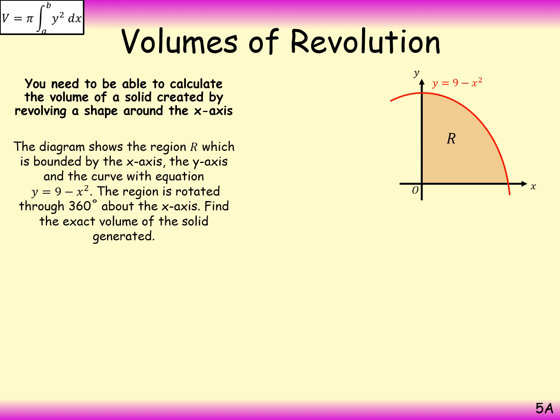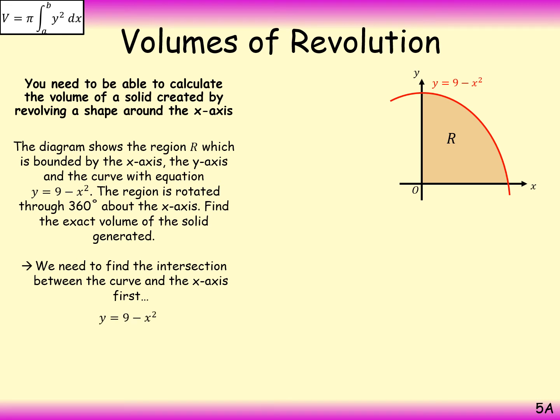What we want to do is rotate this graph around the x-axis by 360 degrees and find the exact volume of the solid generated. So the word exact here means we need to be careful that we don't start giving decimals. So we need to find the intersection first, to get the limits a and b. Well, a we know is going to be just 0.